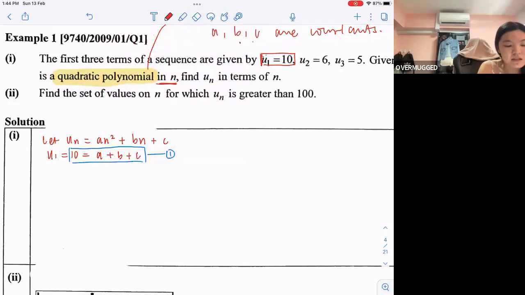Now I'm going to use my second clue. They tell me u2 is equal to 6. If I plug it in, what do I get? I get a 2 squared, so that's 4a plus 2b plus c. And this is my second equation.